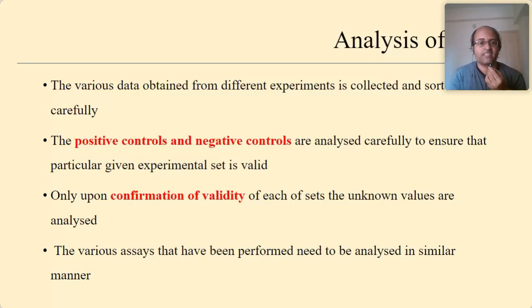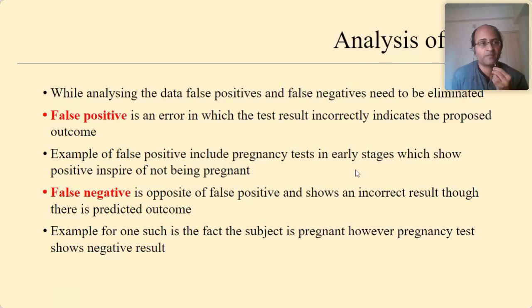Then, while analyzing data, you have what are called false positives and false negatives. A false positive is one in which you are getting the expected outcome, but it is judged wrongly. It's an error in which the test result incorrectly indicates the proposed outcome. For a simple example, a pregnancy test shows that yes, the girl is pregnant, but she is not pregnant. So there's some flaw, and the problem is with the test, not with the pregnancy itself.